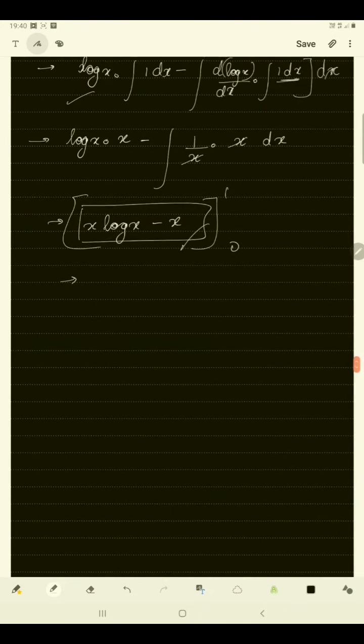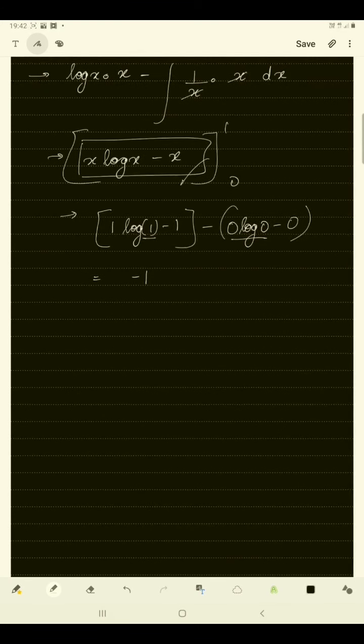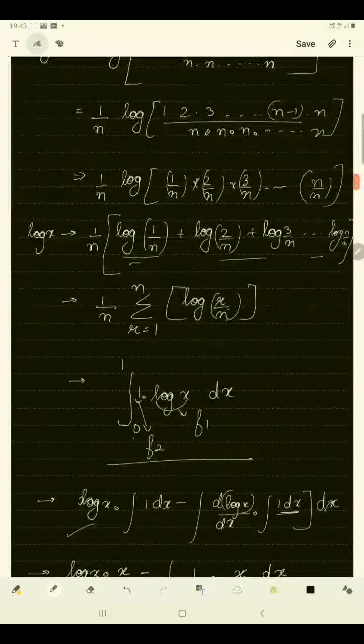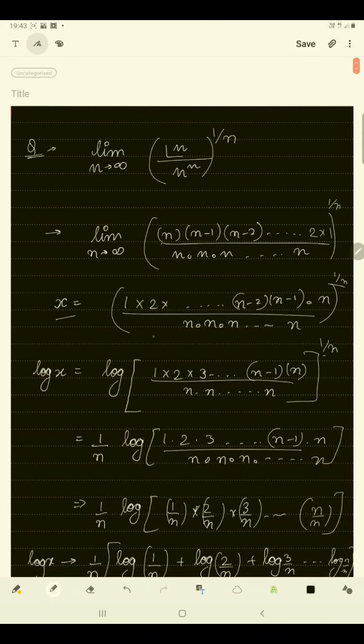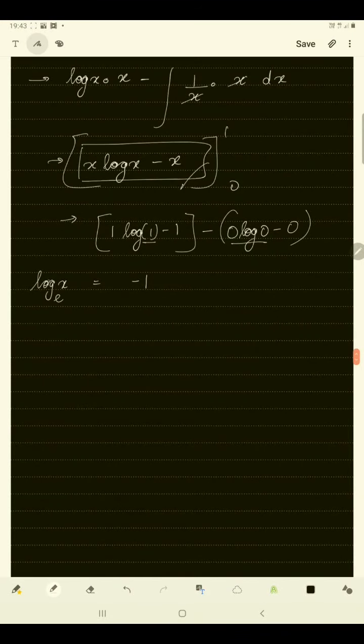Now putting 1, we get 1 log 1 minus 1. This is the upper limit minus the lower limit, that is 0 log 0 minus 0. Now log 1 is 0 as we know, so we get a minus 1 over here, and 0 into anything is 0. So now we have log x equals minus 1, and we are supposed to find the value of x because we have substituted x in the entire question. So we need to find the value of x, which is very easy now. We are again going to use the logarithmic property, and we have x equals e to the power minus 1. So this is our final answer.